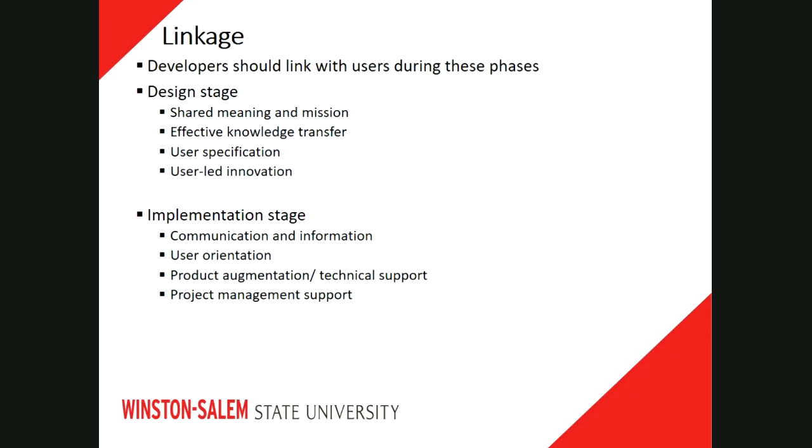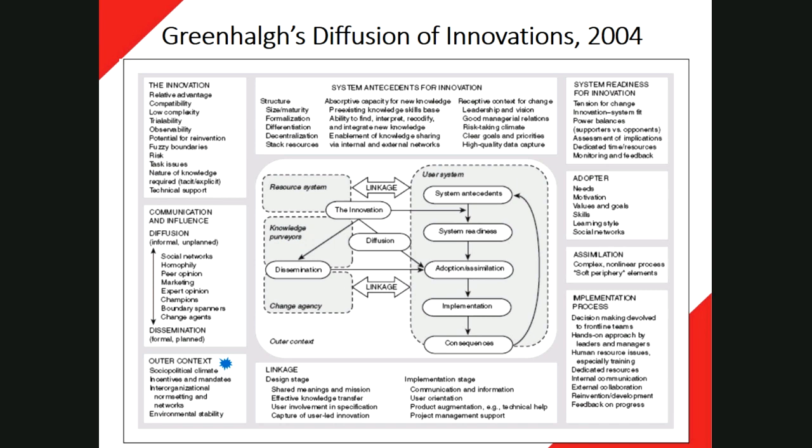And so when it comes to the implementation stage, again, those linkages that focus on communication and information, user orientation, product augmentation, and technical support. So with whatever is being provided, how may we change it? Can we change it? Or is it a change that would be recommended for future use? And what supports are provided when staff get stuck or not sure what to do or how to handle something? What guidance and support is provided? And also project management support, which is extremely important.